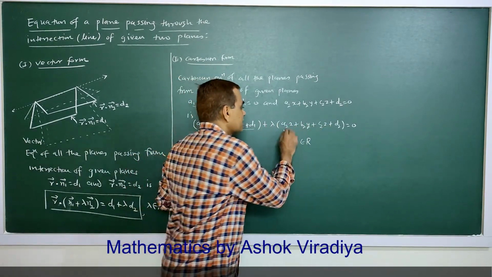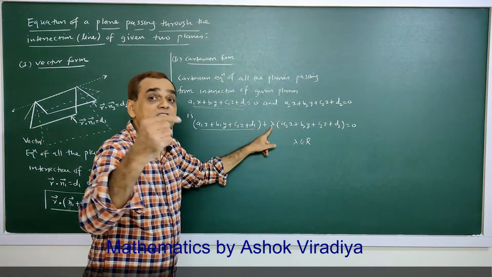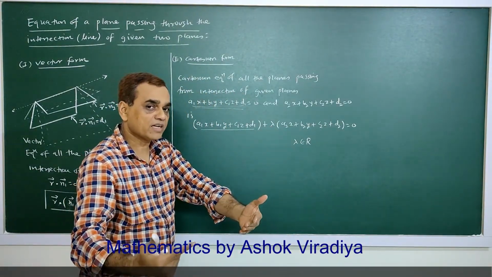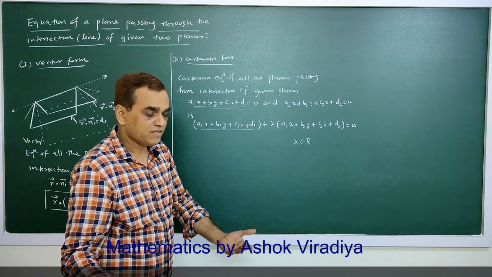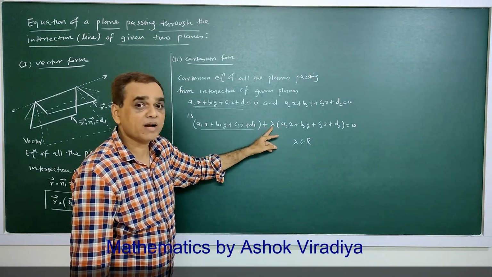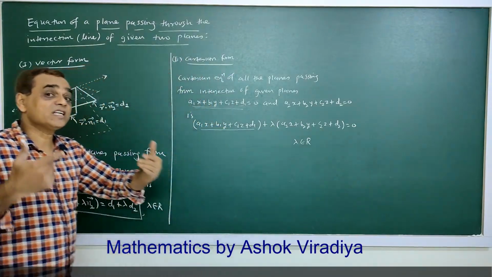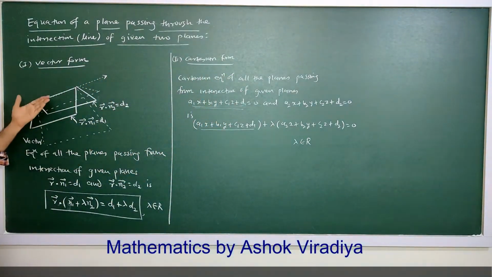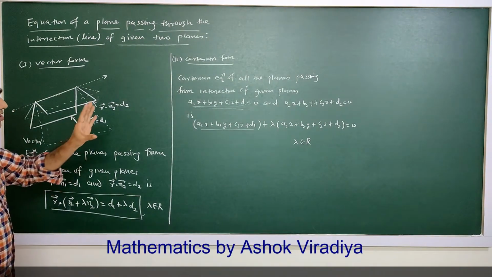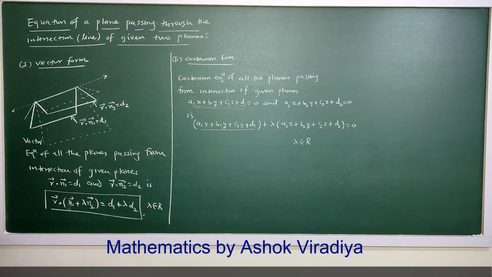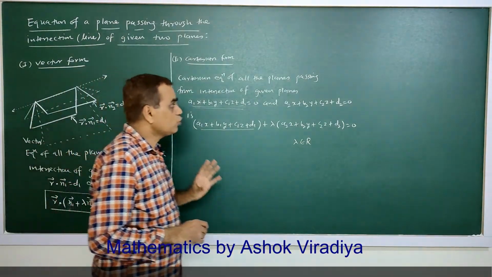So these parts are fixed. Lambda, every time changing the value of lambda, every new value of lambda gives a new equation. If you put 100 different values of lambda here, you will get 100 equations, 100 planes passing through this intersection line. So this is the Cartesian form of the equation of all the planes passing through the intersection of the given two planes.